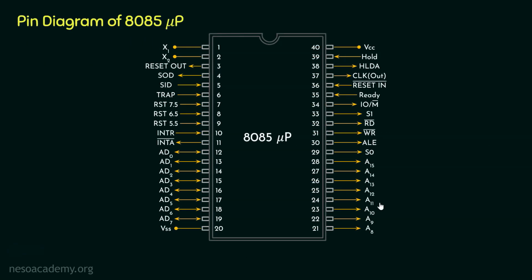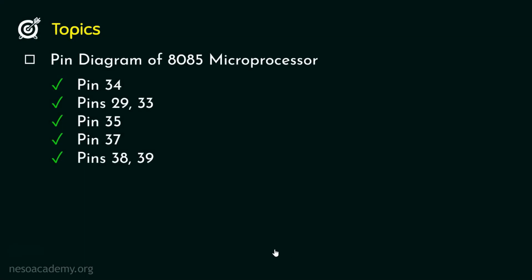So, these are all the 40 pins of the 8085 microprocessor. Remember, 8085 microprocessor is a 40-pin dual inline package integrated circuit. It has 20 pins on each of these sides. So in this session, we learned about the pin 34 at first, that is the IO/M bar pin. Then we learned about the pins 29 and 33, that is the status signals S0 and S1.